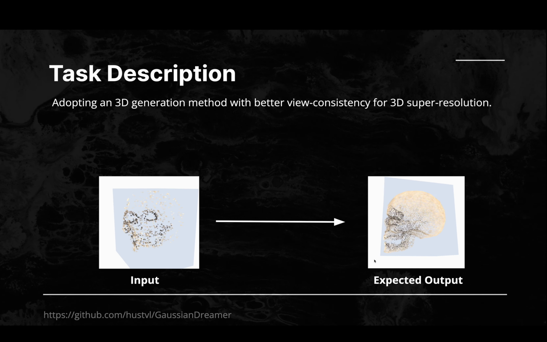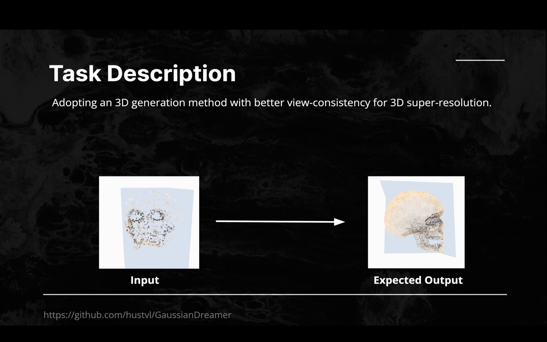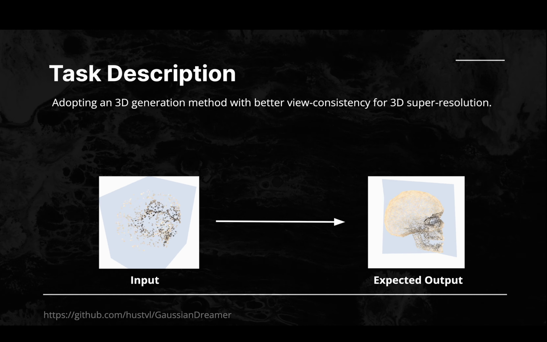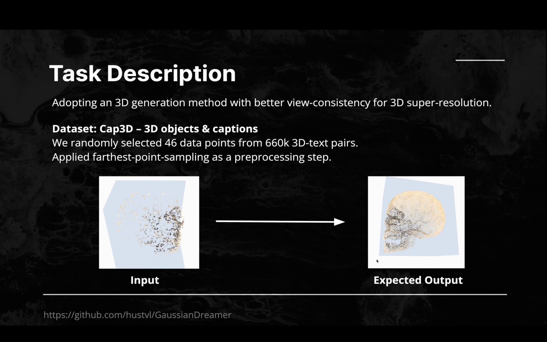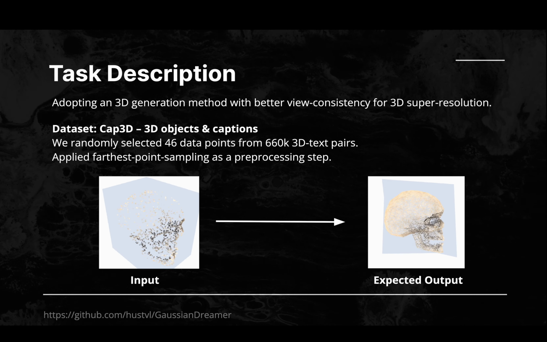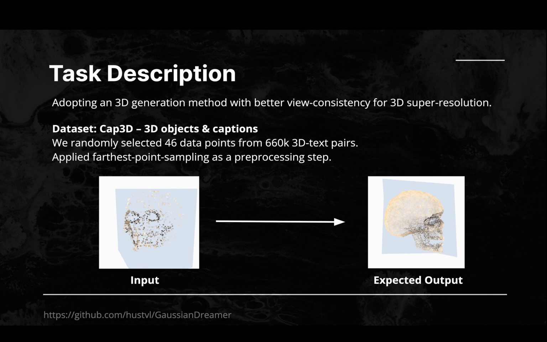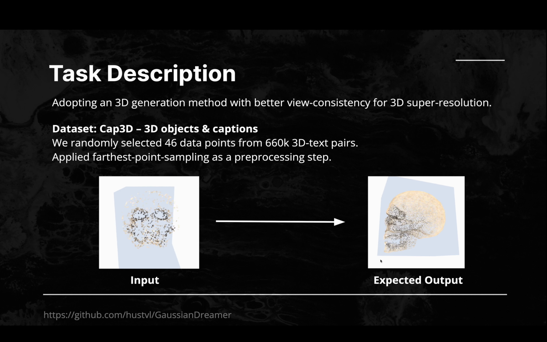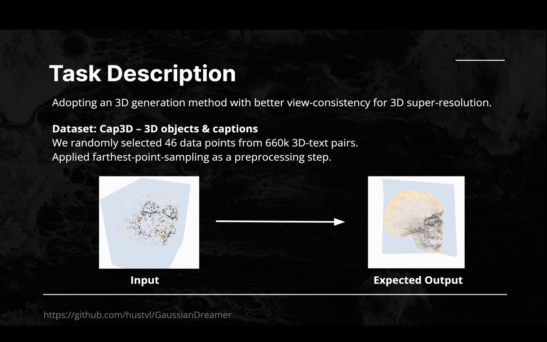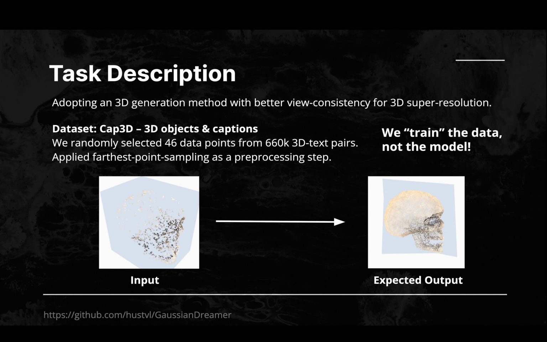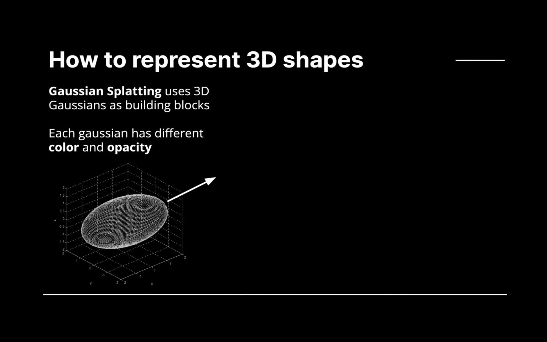Our input is the sparse point cloud on the left, and our expected output is a more detailed 3D representation on the right. The dataset we use is called CAP3D. It's a dataset with 3D objects and captions. We randomly select 46 data points from the dataset and apply furthest point sampling as the preprocessing step. One important thing to note is that we are optimizing the data and not the whole model.